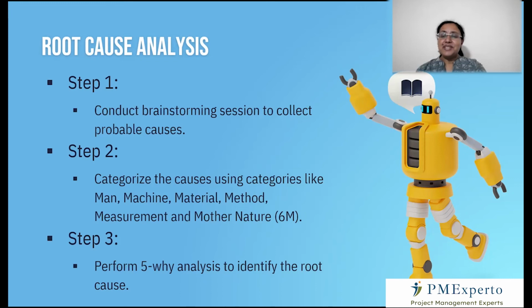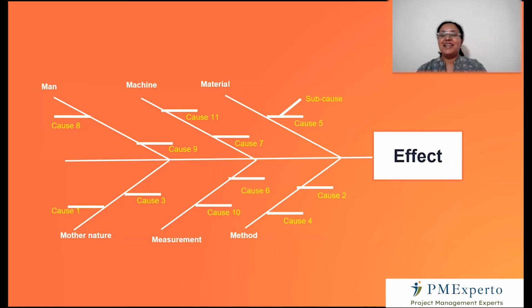Once this root cause analysis is performed, all the results can be documented in the form of a cause and effect diagram. As you see here, the causes are all grouped under these categories. After the brainstorming session, the list of causes can be grouped under these categories. What you see here are the 6 categories: man, machine, material, method, measurement, and mother nature. Mother nature is the environment, and take a look at the causes and the sub-causes.